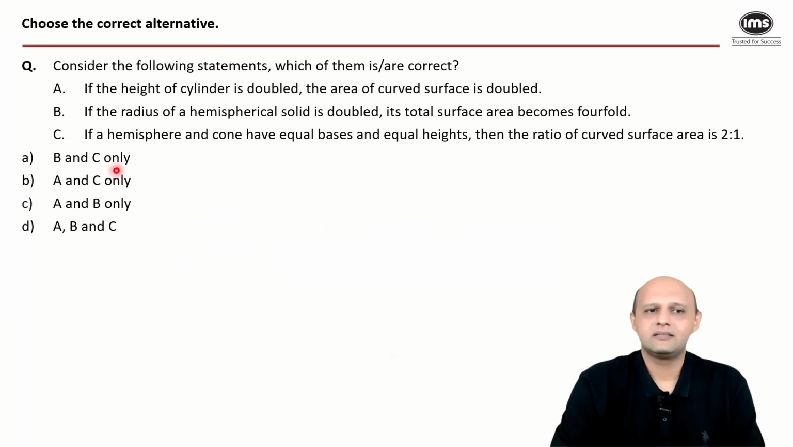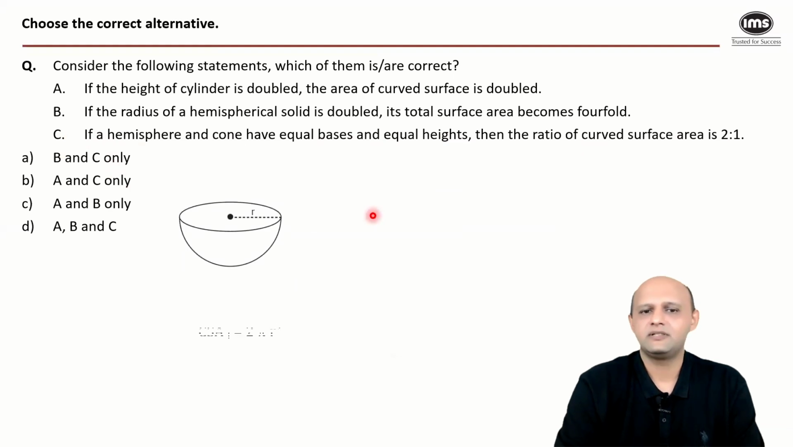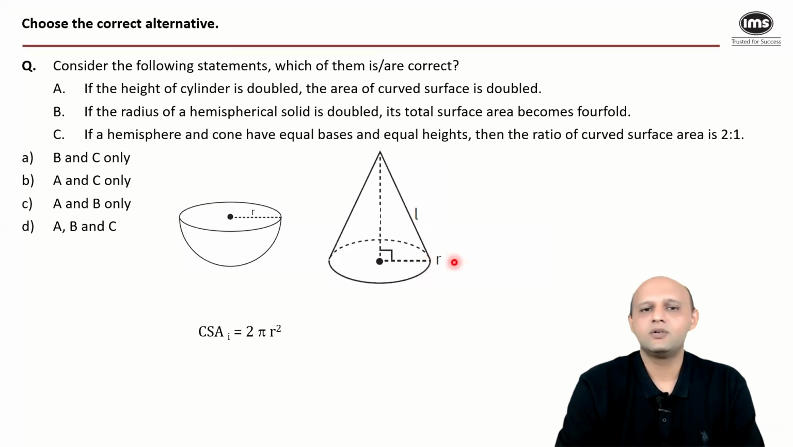Now, if you look at the third statement, if a hemisphere and cone have equal bases and heights, then the ratio of the curved surface area is 2:1. Curved surface area, hemisphere, and cone. Very important. So this is the hemisphere, and the curved surface area is 2 pi r square. This is the cone. What they've given essentially is that the radius is equal to this, and the height is equal to the height of the cone. So the height of the cone is equal to the radius of the hemisphere, because that in itself is equal to the height of the hemisphere.